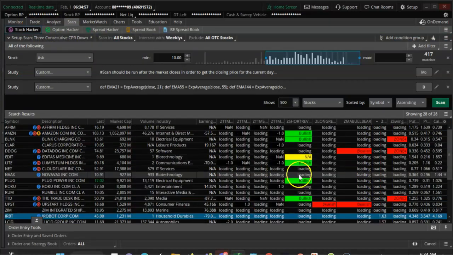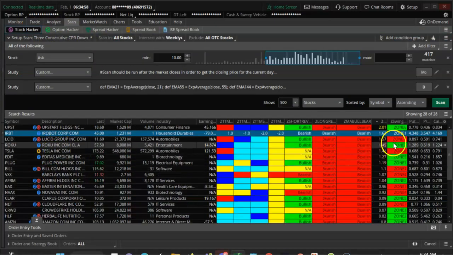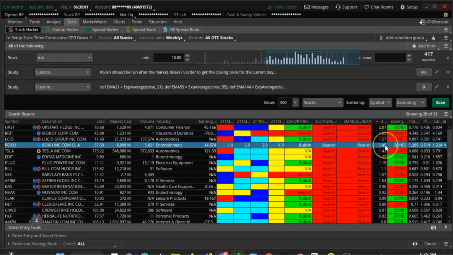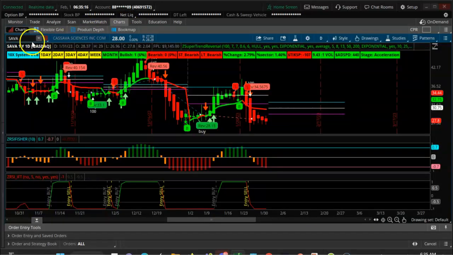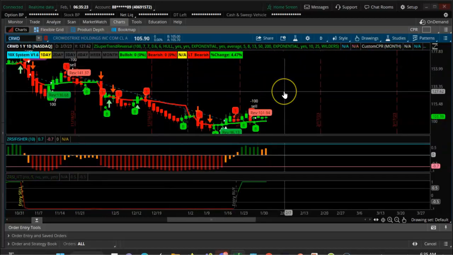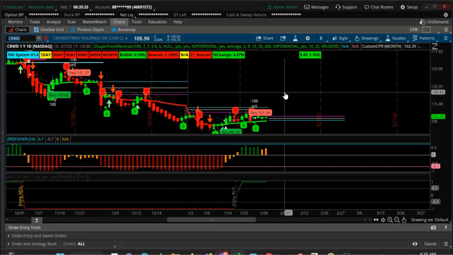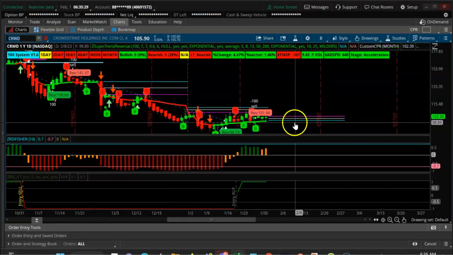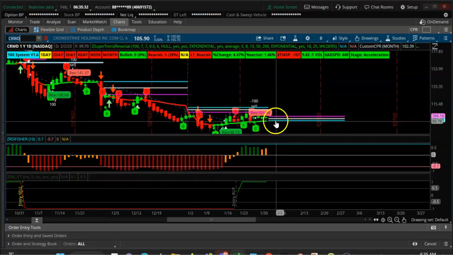Scan. Roku. Next one is CRWD. CRWD has three CPR down, but you want to make sure the candle opens below.